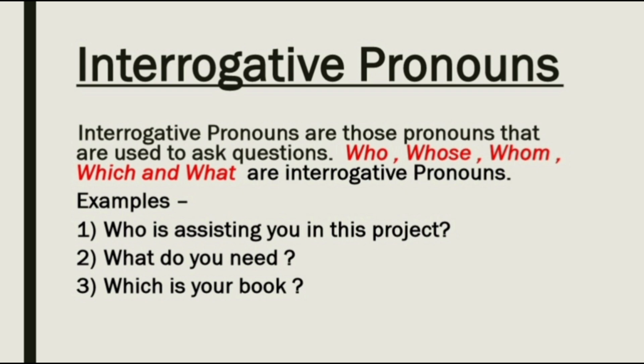Let us have a look at these examples again. The first one is, who is assisting you in this project? And the answer would be, Charles is assisting me in this project. So, Charles here is acting as a subject in a sentence and therefore is a noun or a pronoun. Therefore, that exactly is a framework of the right interrogative pronoun in the particular sentence.